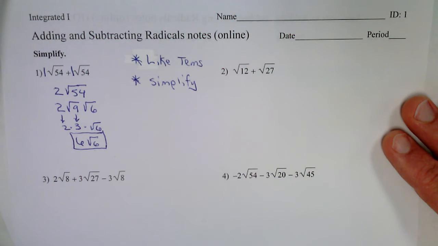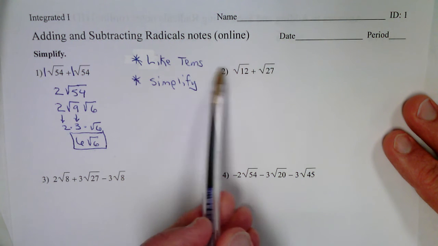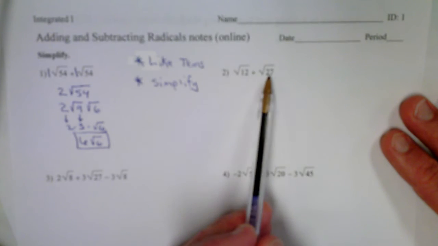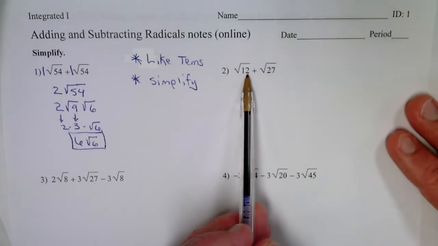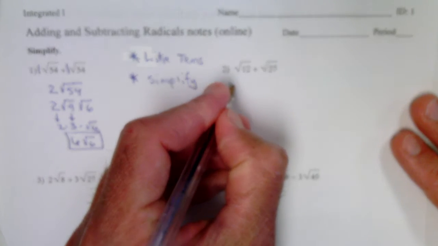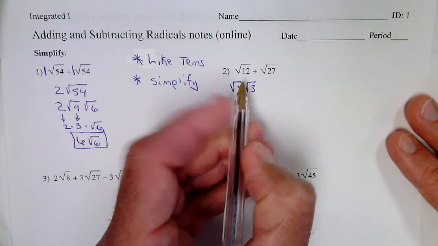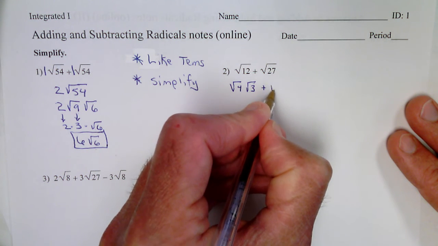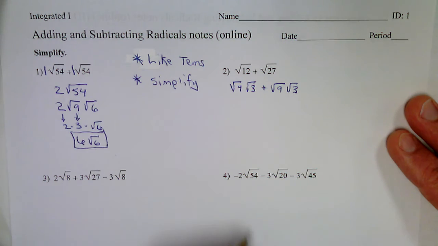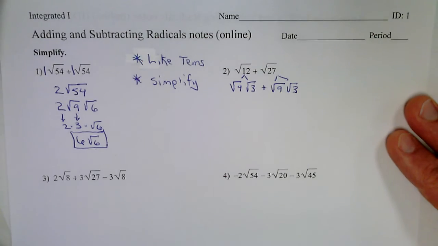Now, if you look over here, we see that we have a square root of 12 and a square root of 27. So they are not like terms. So as they are, we cannot add them together or subtract them. But if you take a look at it, the square root of 12 breaks down into the square root of 4 times the square root of 3. 27 breaks down into the square root of 9 times the square root of 3. 4 and 3 for 12, 9 and 3 for 27.